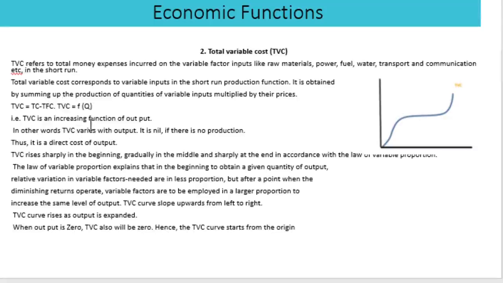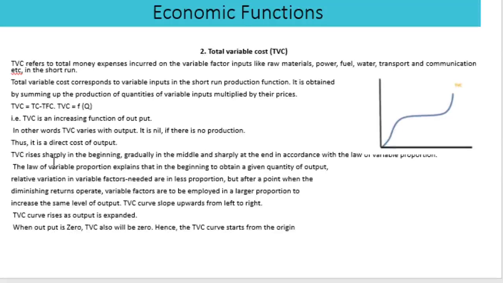Total variable cost is an increasing function of output. In other words, total variable cost varies with the output. It is nil if there is no production. Thus, it is a direct cost of output. That is, the total variable cost increases as output increases. It is nil if the output is zero.